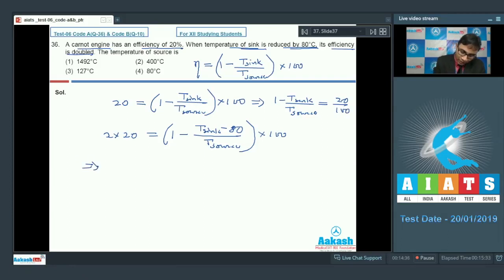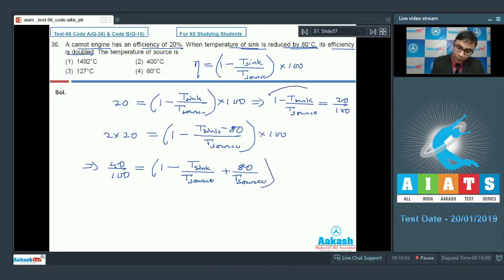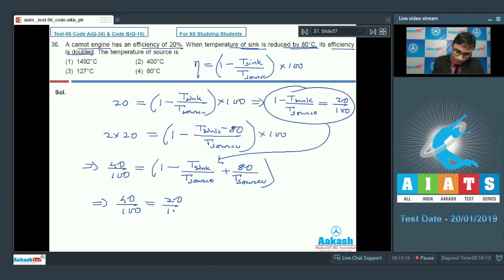And from here we can say that 40 by 100 will be equal to 1 minus, if I divide both by the temperature of the source, the temperature of the sink divided by the temperature of the source plus 80 divided by the temperature of the source. We can break it like this, and this is the value of 1 minus the temperature of the sink by source, 20 by 100. So we can replace it here. So we can write 40 by 100 will be equal to 20 by 100 plus 80 divided by the temperature of the source.